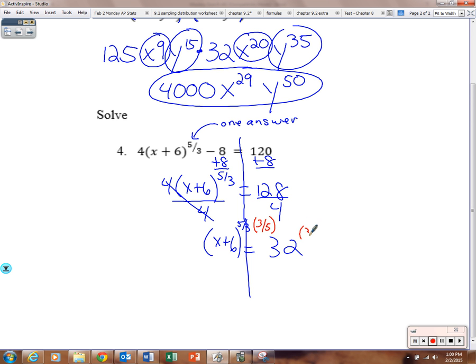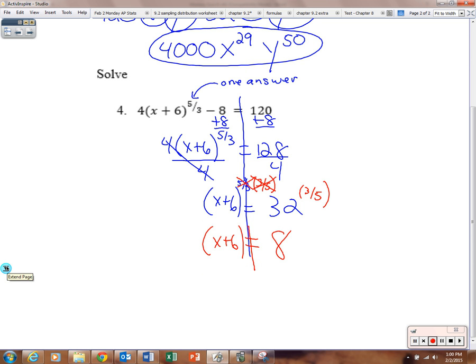And remember, what we do to one side, we do to the other. On the left side, the 5/3 and the 3/5 cancel each other out, so we are left with x plus 6. And on the right side, if you take 32 to the 3/5 power, and again, do not forget to use parentheses, you will get 8. And finally, we want to get rid of the 6, so subtract 6 from both sides, and we end up with x equals 2. That's it, just 2. That is the conclusion of Mastery Quiz number 8. Good luck.